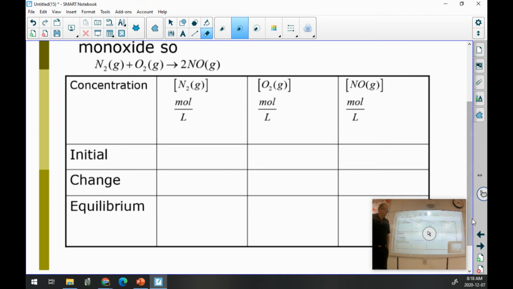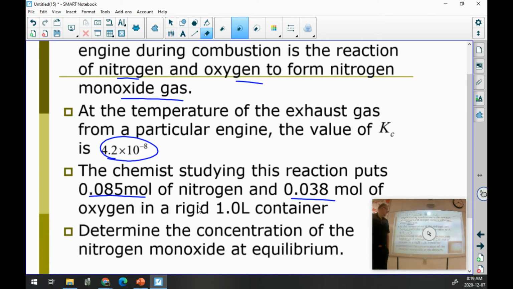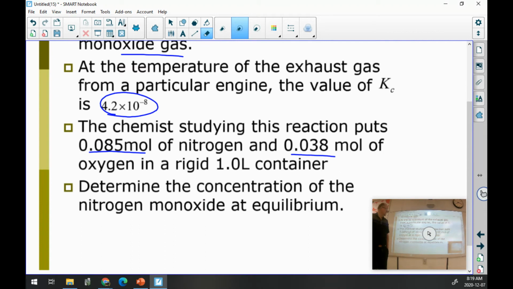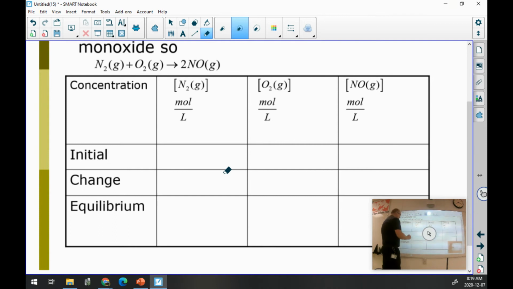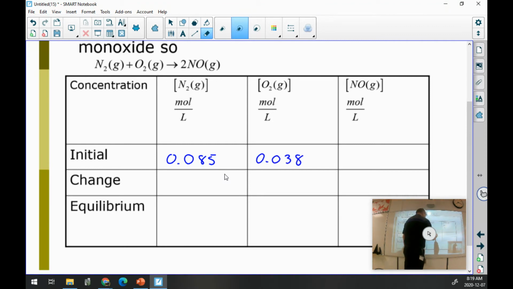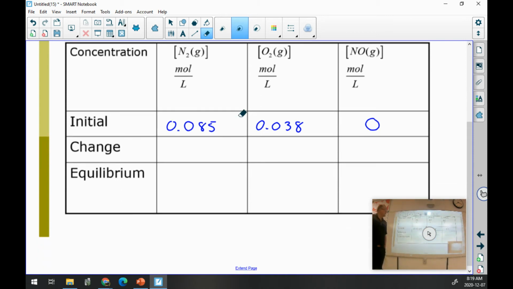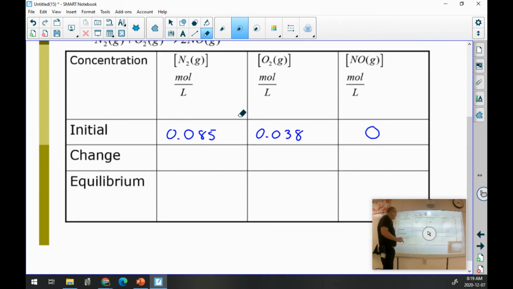And I'm just going to go back and find my values. Nitrogen. Because it was a 1 liter container, we take our concentration, divide by 1 liter, we get our 0.085 moles per liter, 0.038. And we have to make the assumption that there was no nitrogen monoxide in that container to start with. Now, I say this guy is X.